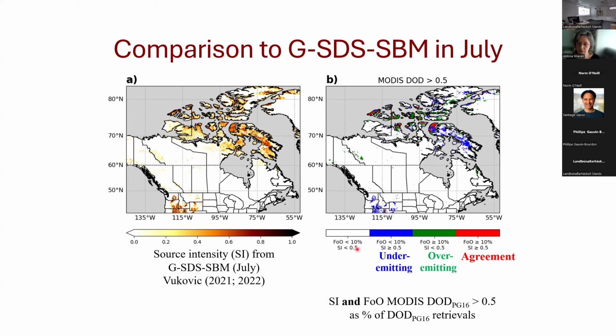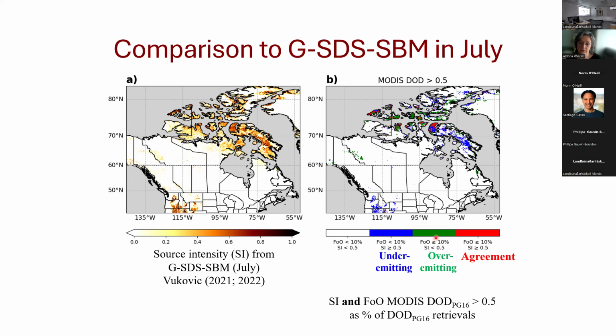The colors are logicals. This is source intensity, and wherever the frequency of occurrence of these extreme DoDs is less than 10%, so not much is happening, and the source intensity map is also less than half, anything that's white means the map says it shouldn't be emitting, and our data says it's not emitting. Red areas are where the relative frequency of extreme events is more than 10%, and the source map is greater than half. So that indicates agreement between the map and our results.